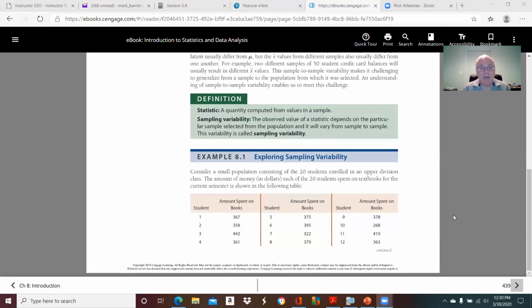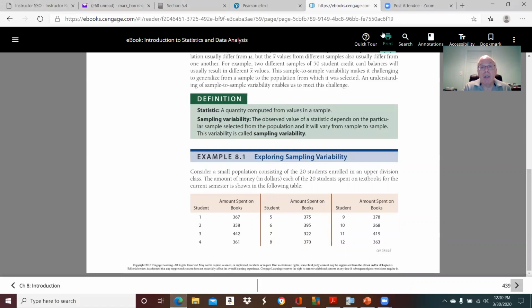According to this book here, the observed value of a statistic, that is, we select 50 people, we find their heights, we average their heights, that's the average height. So the observed value of the statistic depends on the particular sample selected from the population, and it will vary from sample to sample. So this is called sampling variability, and we'll illustrate this in a second with our PowerPoint slides.